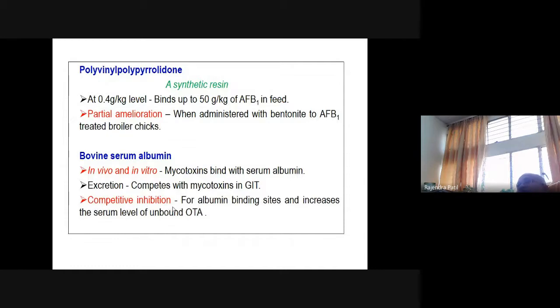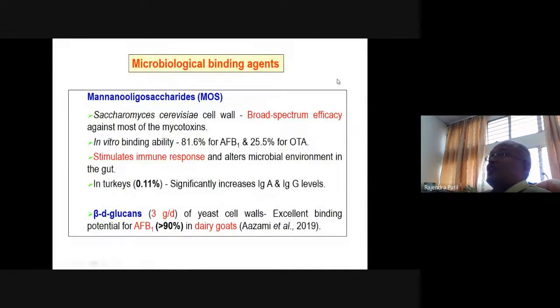Then polyvinylpyrrolidone, a synthetic resin, also shows a partial amelioration effect. Then bovine serum albumin has in vitro binding ability with mycotoxins through competitive inhibition. That's the way it is used as a mycotoxin binder.